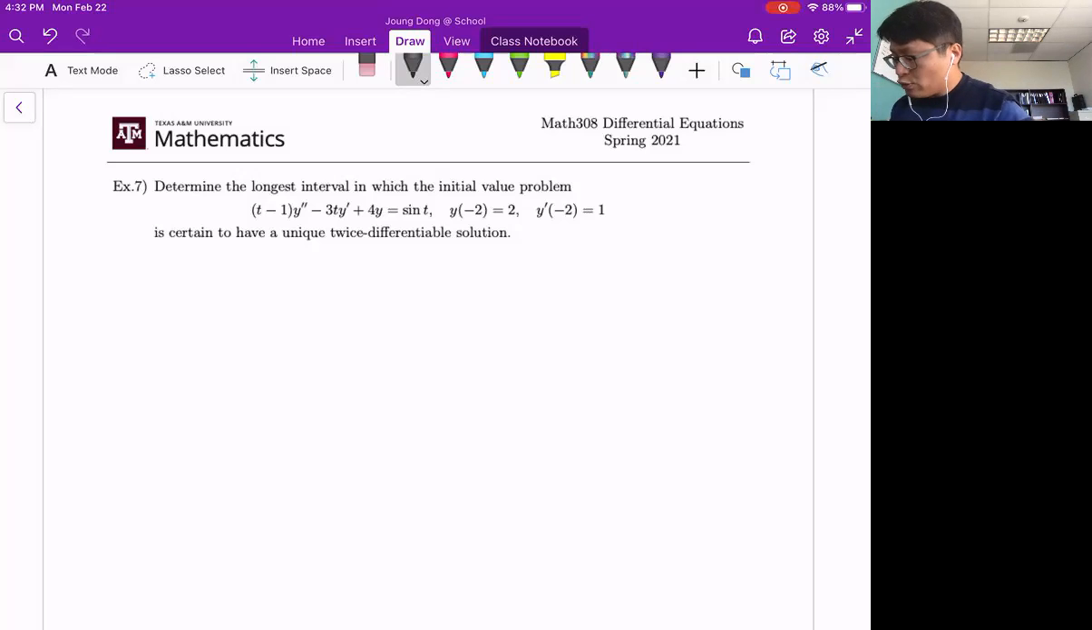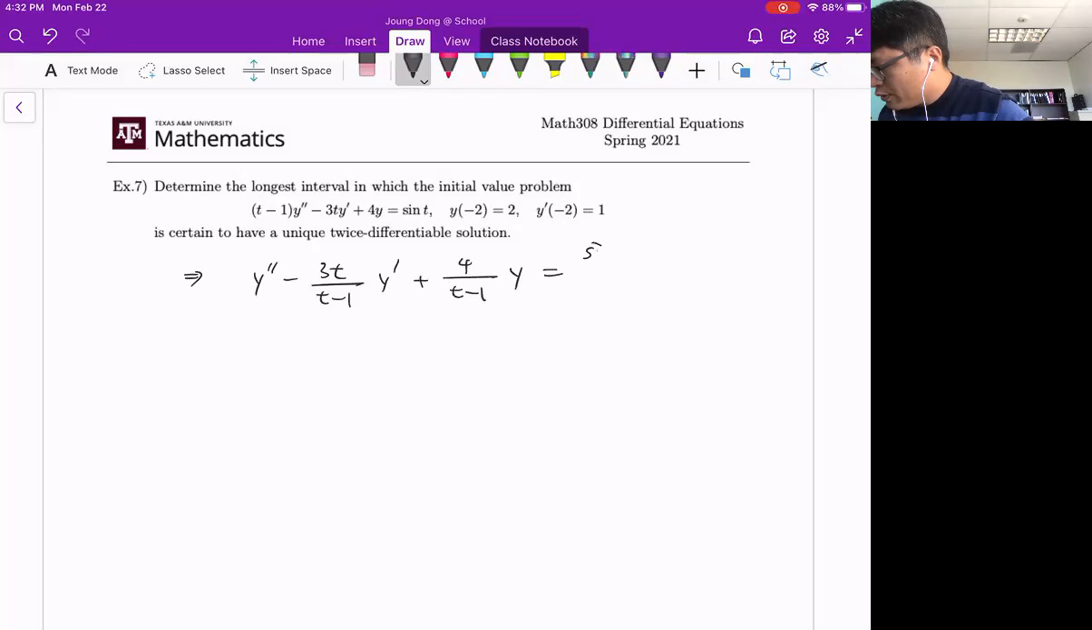Divide by t minus 1 on both sides. Then your differential equation can be written as y double prime minus 3t over t minus 1 y prime plus 4 over t minus 1 y is equal to sine t over t minus 1. That's it, right? It is a linear differential equation. Then let me rewrite your p, q, and g terms separately, because we have to find the interval for continuity.